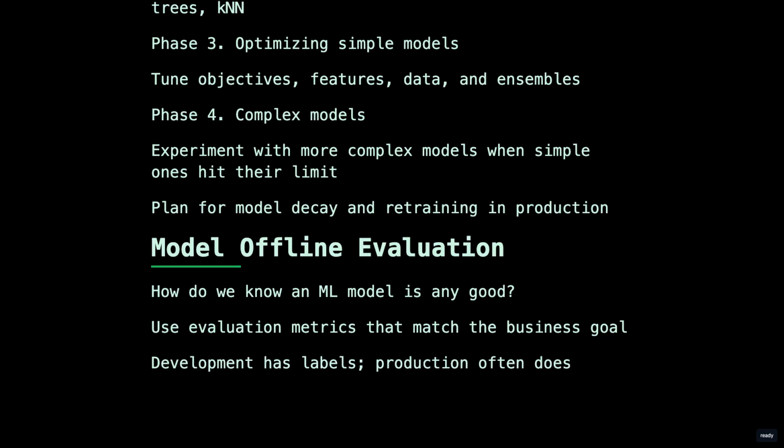That difference creates a real gap between training and deployment. During development, labels let us measure error directly, but once the model is running, those labels may arrive late or never arrive at all.